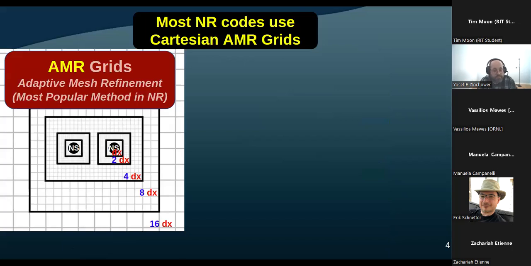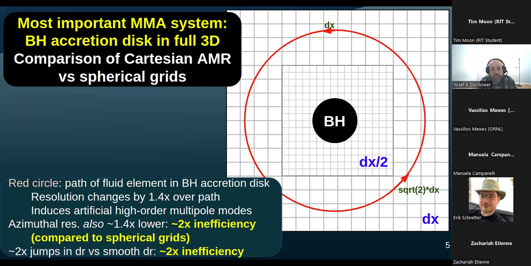Most numeric relativity codes right now use Cartesian AMR grids. They look something like this, crudely. You get these discontinuous jumps in resolution as you move out, so that you have high resolution where you need it and low resolution where you don't need such high resolution. And it is rather efficient until you consider better coordinate systems.